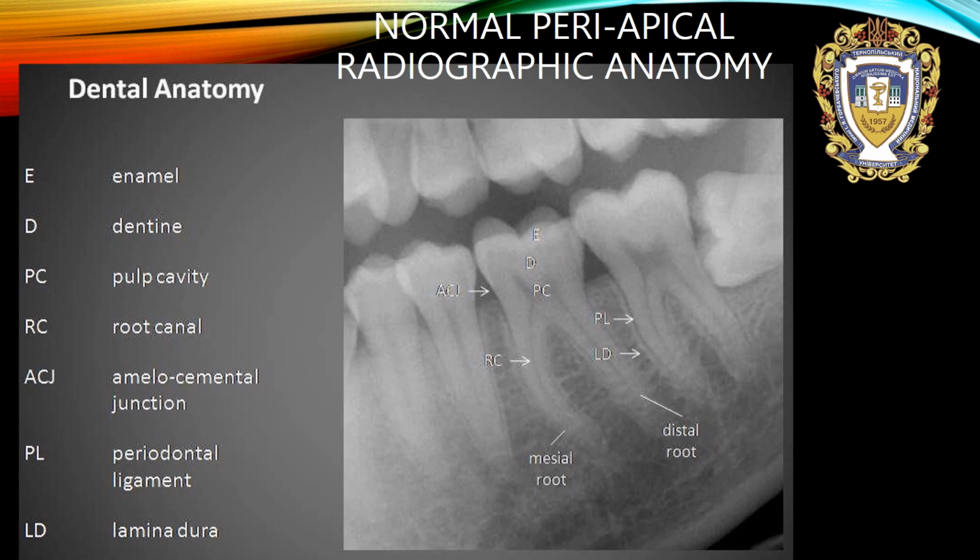Let's talk about normal periapical radiographic anatomy. On a periapical X-ray, we need to understand the enamel, E; dentine, D, the main tissue of every tooth is dentine; the pulp cavity, PC; and the root canal.